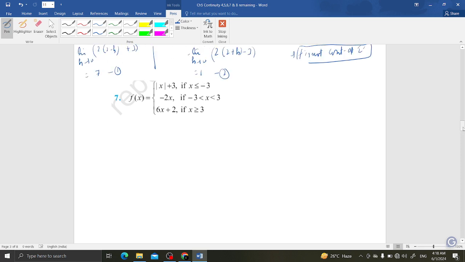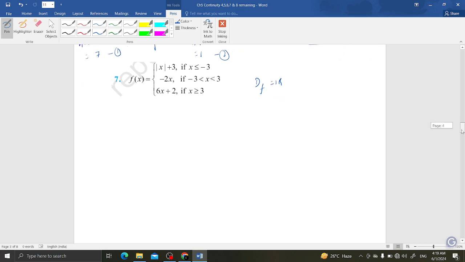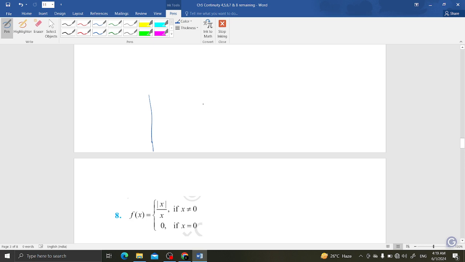That's why I gave it. Now f of x equals mod of x plus 3 if x is less than or equal to minus 3, and if x is in between minus 3 and 3, then we have minus 2x. And if x is greater than or equal to 3, then we have 6x plus 2. Since this function's domain is complete R, we have complete R.